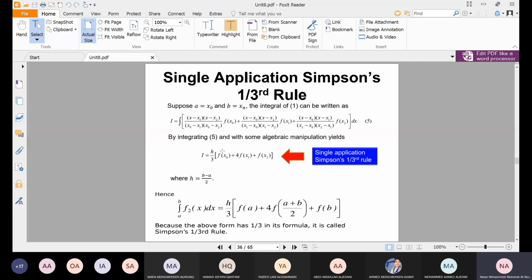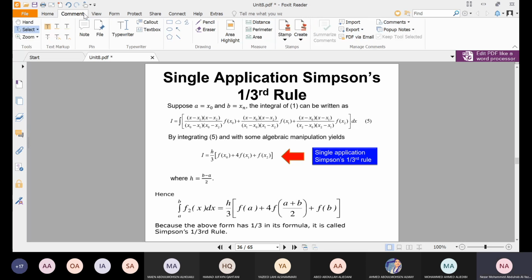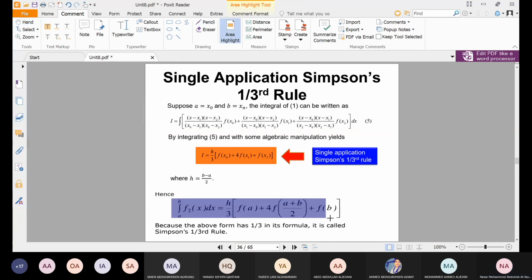If you look for the derivation, how we get this form, yes, this is the rule for a single segment. This is about a single application of Simpson's 1/3 rule. You can see here, this one at the bottom is more clear for you.